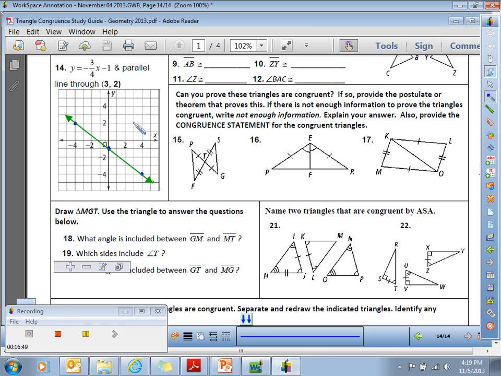1, 2, 3, 1, 2. There's the point 3, 2. And it's parallel. That means it's going to have the same slope. So -3/4 is going to be the same slope. So we'll go down 1, 2, 3 over 1, 2, 3, and just missed it by a little bit. So we'll go up. Over 1, 2, 3, 4, up 1, 2, 3. Okay, so we use these two lines. Those are the best ones to use. And now you have graphed the line and a line parallel to it using the same slope for number 14.